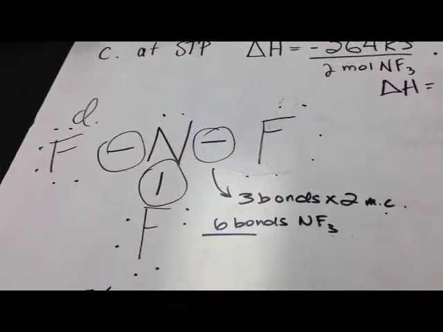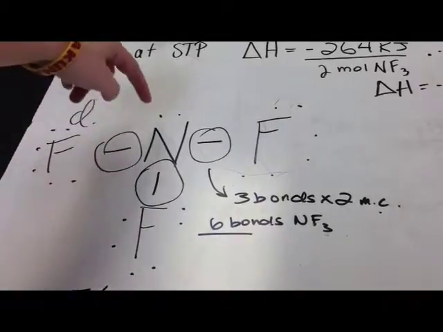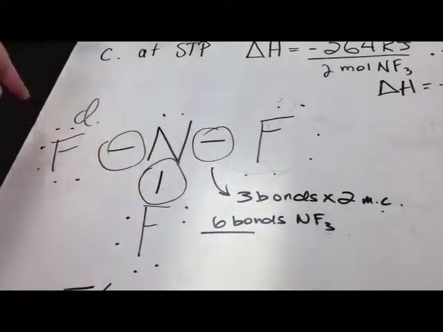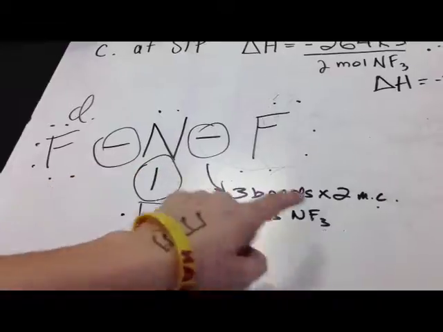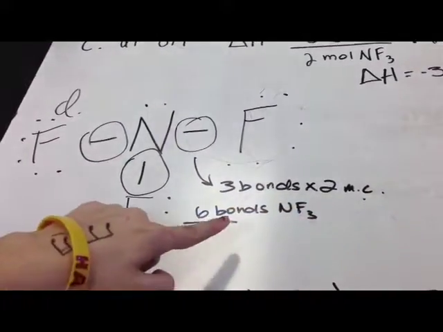You're going to have to do a Lewis diagram for this one. You'll realize that there's only 3 connections to the F, so that's 3 bonds, but there's 2 molecules formed, so you're going to have 6 bonds overall.